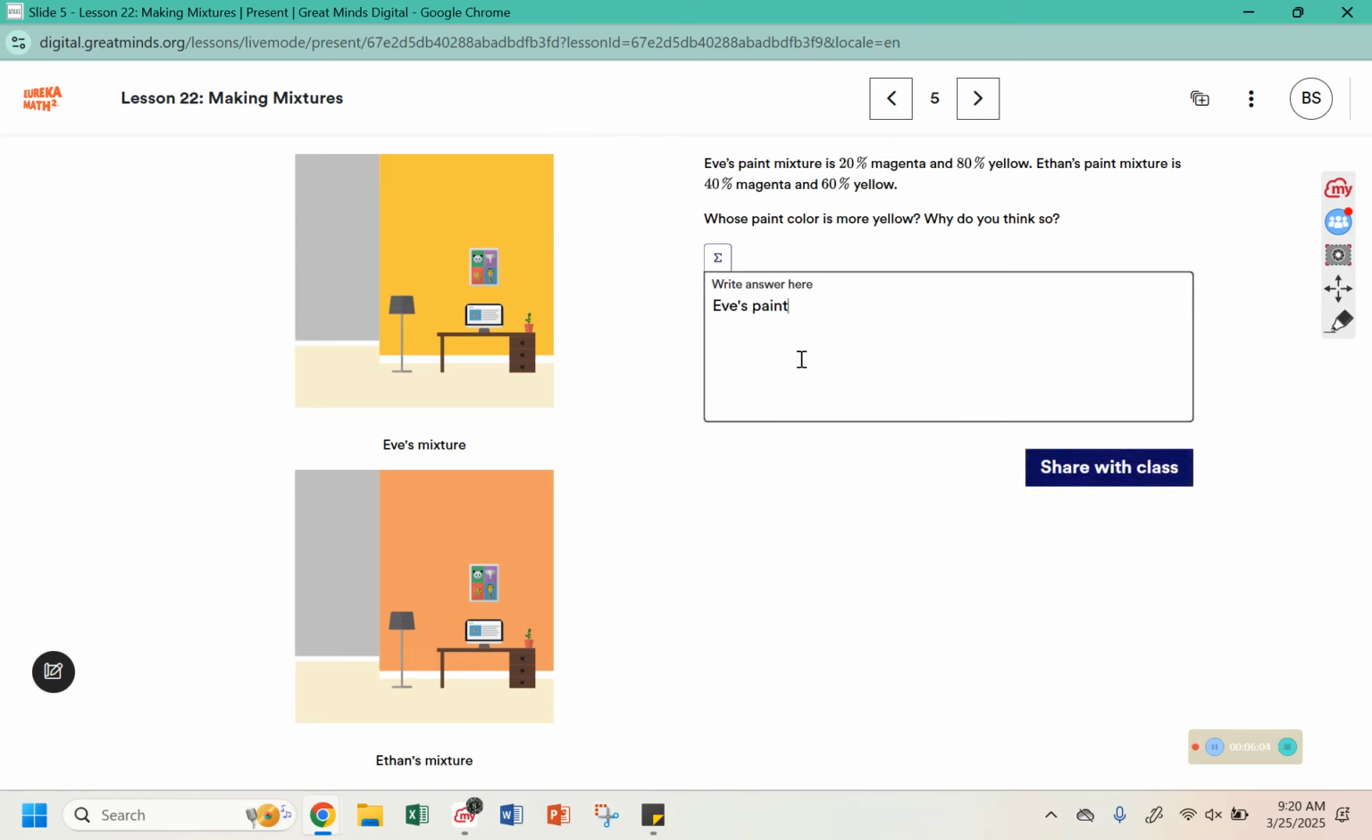Eve's paint color appears more yellow because it has a higher percentage of yellow in the mixture. 80% yellow in Eve's is greater than 60% yellow from Ethan's.